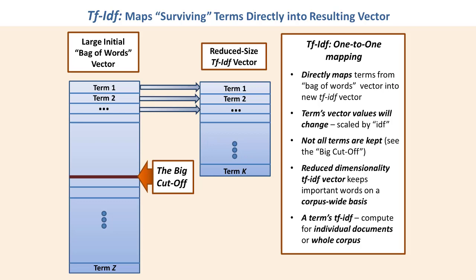Then what we do is we take that set of Tf-Idf values and identify a cutoff point. Those values that are above it we keep, and those below we simply eliminate. This gives us a resulting reduced dimensionality vector. The important thing for us to keep in mind about Tf-Idf is that it's a one-to-one mapping. A single term in the initial vector gives us a single term in the resulting Tf-Idf vector.